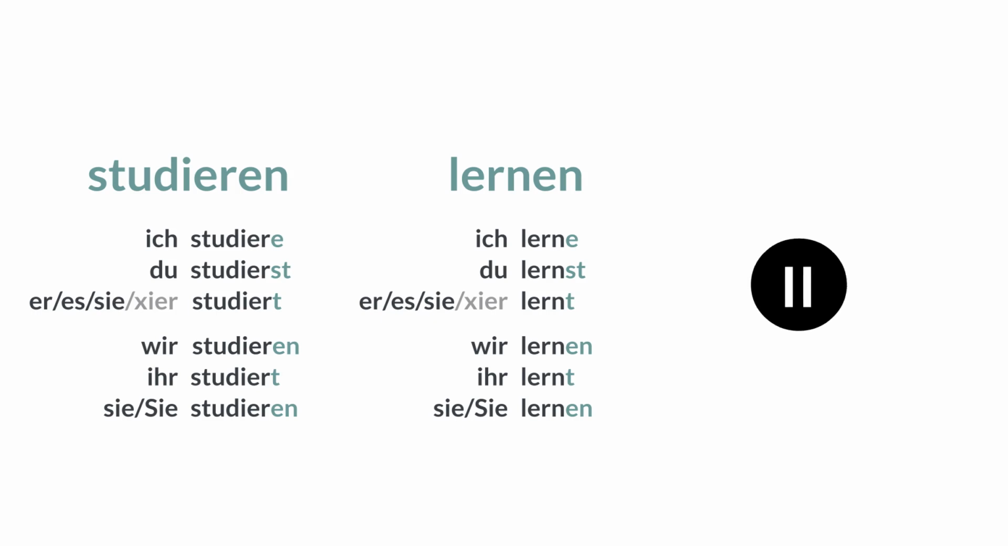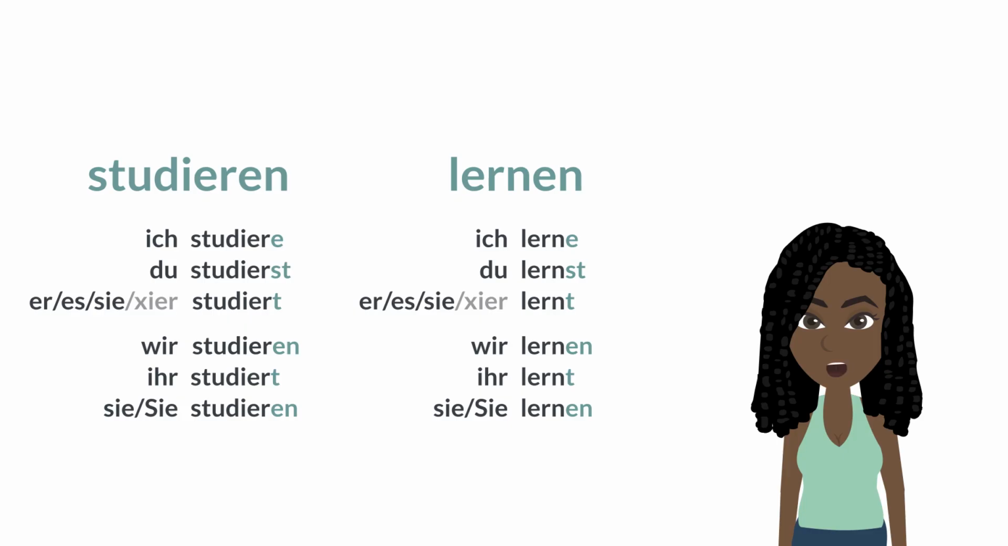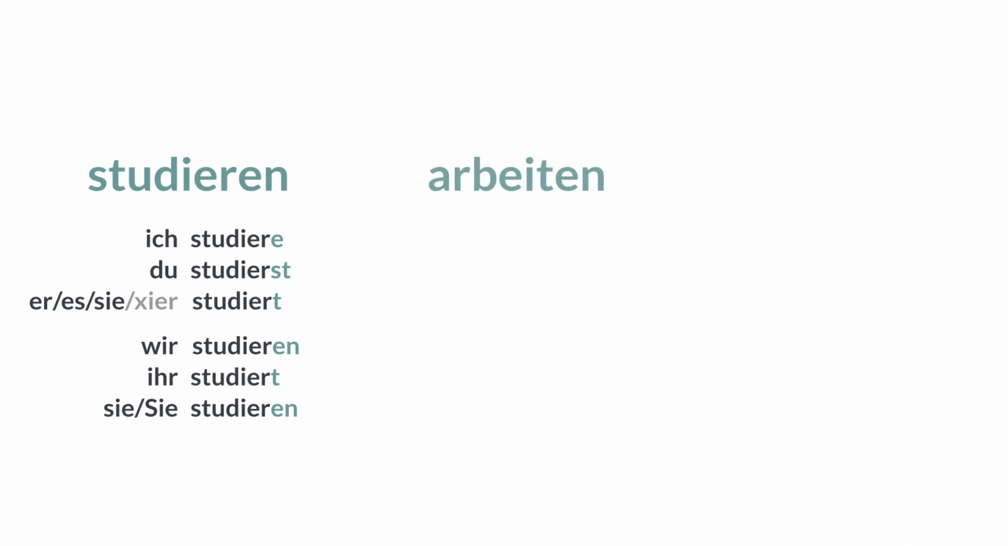Pause this video now and read the conjugations many times until you know them more or less by heart. Okay, let's see if you remember. Add the endings for the verb kommen. Wunderbar! Let's look at two small exceptions now.